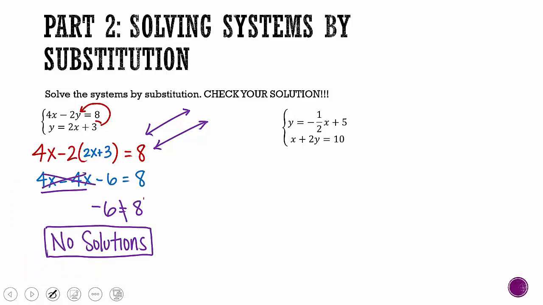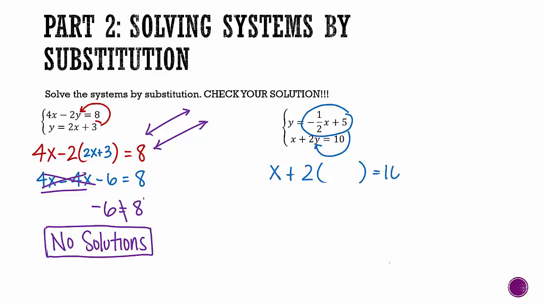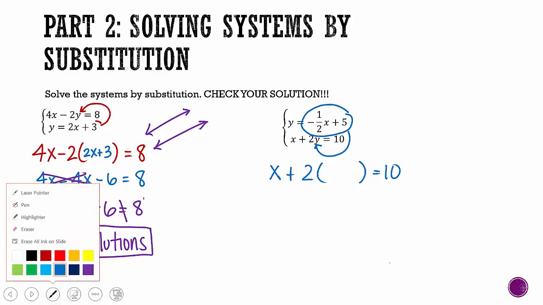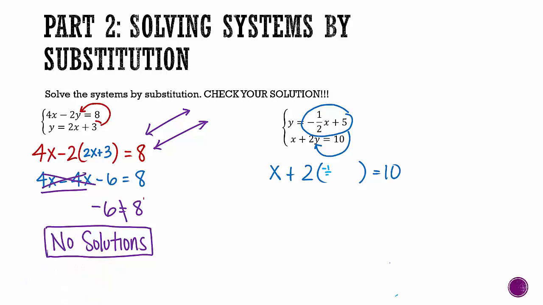This one will work out a little different, but just like before, it has the y solved for, so all I'm going to do is take this and plug it in right here. So everything stays the same, except instead of writing y, I'm going to write what y equals, which is negative 1/2 x plus 5. So I end up with x. When I distribute this, 2 times negative 1/2 gives me negative 1. 2 times 5 gives me 10, and it equals 10.